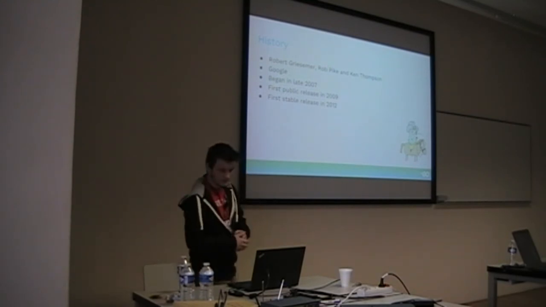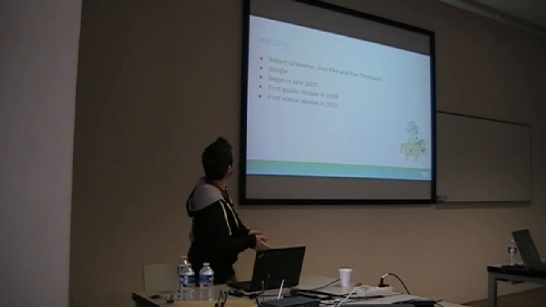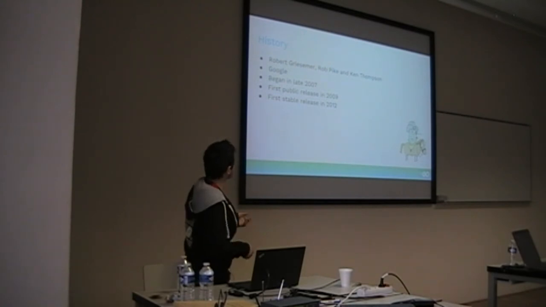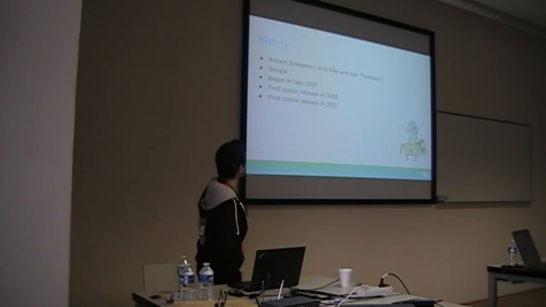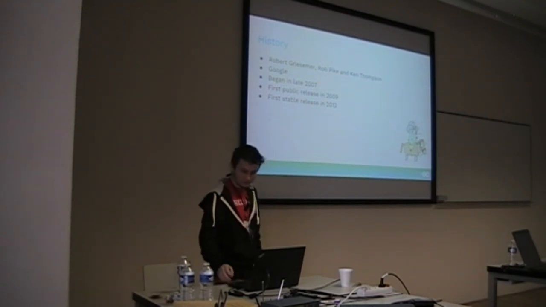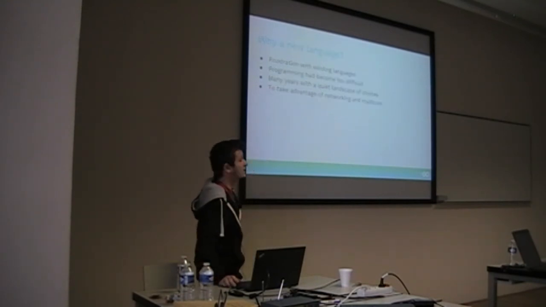So let's begin. The history of the Go language. It started at Google in 2007, and the people who started it were Robert Griesemer, Rob Pike and Ken Thompson. You can find some really good talks on YouTube of these guys. The first public release was in 2009, and the first stable release, Go 1.0, was in 2012.